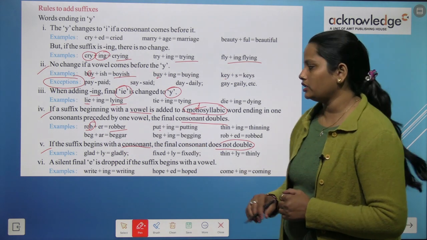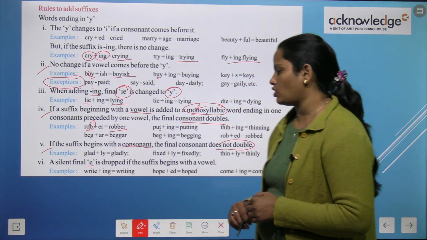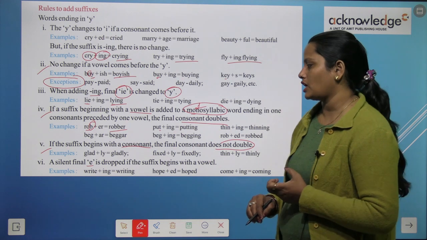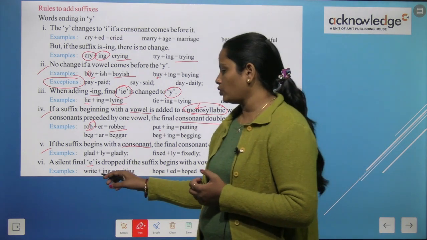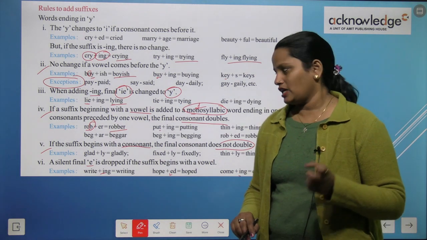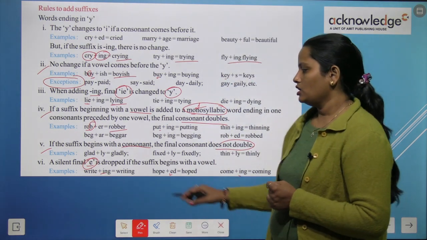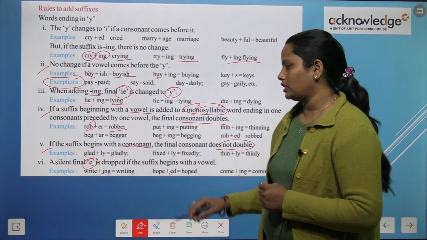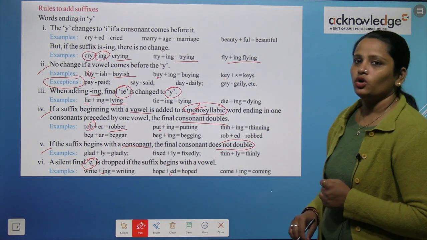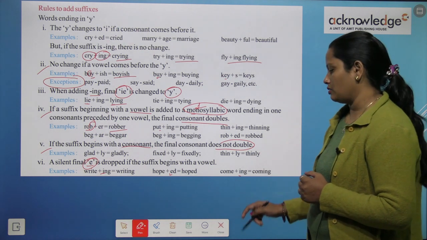Now the sixth point is a silent E. A silent final E is dropped if the suffix begins with a vowel. So अगर suffix जो है vowel से start होता है, means आप देख सकते हो I से start हो रहा है या E से start हो रहा है या फिर I से. So ऐसे केस में हम क्या करते हैं, E को हटा देते हैं, E को remove कर देना है. So write की spelling में E लिखा हुआ था तो E we have removed तो बन गया writing. Here hope becomes hoped and come becomes coming.